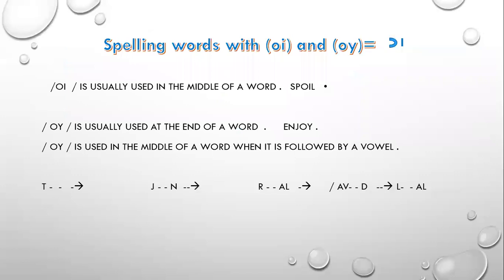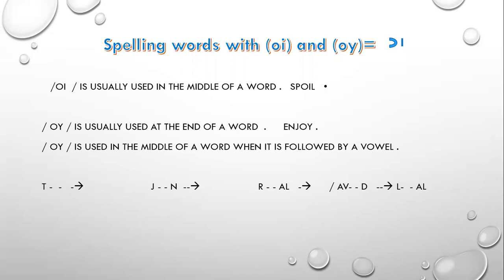The last rule in our lesson today is spelling words with OY and OI. These two letters, OI and OY, are pronounced like OI. For example, when we say spoil, enjoy. Sometimes students cannot guess when do we use OI and OY. So here I have the rules. OI is usually used in the middle of a word. إذا جاء الفراغ في وسط الكلمة like spoil بدك تحطها OI.